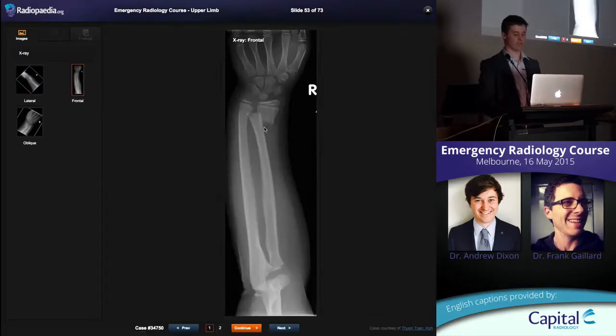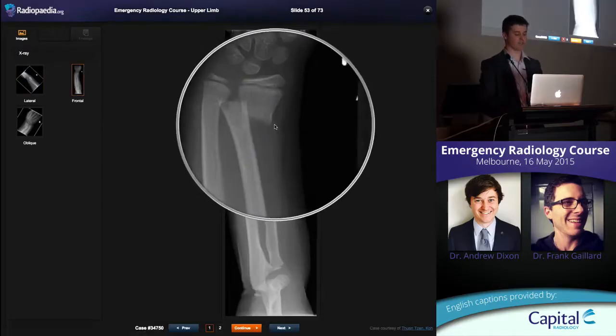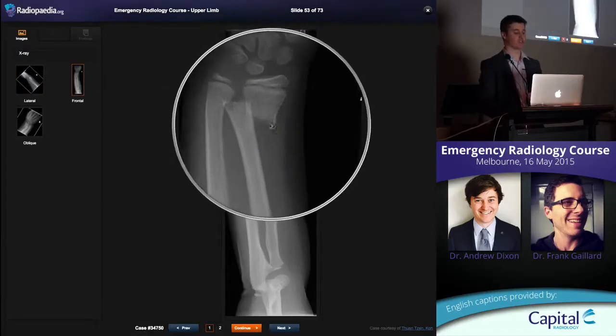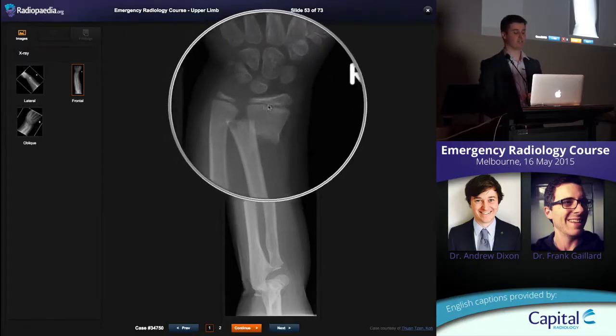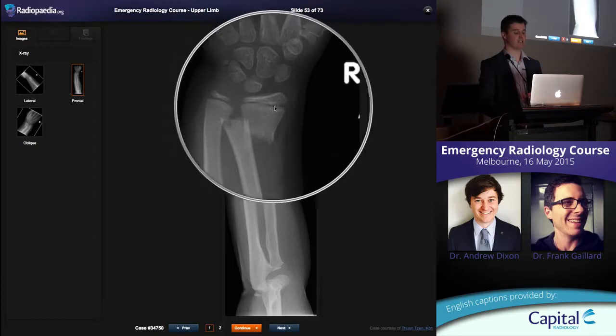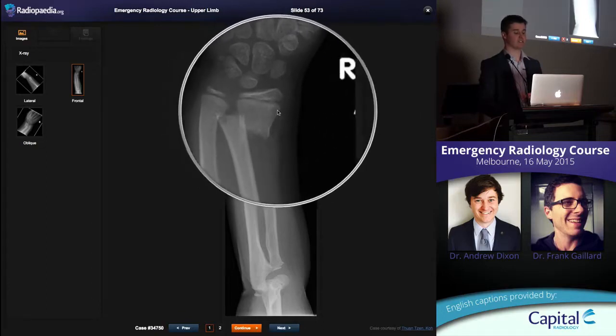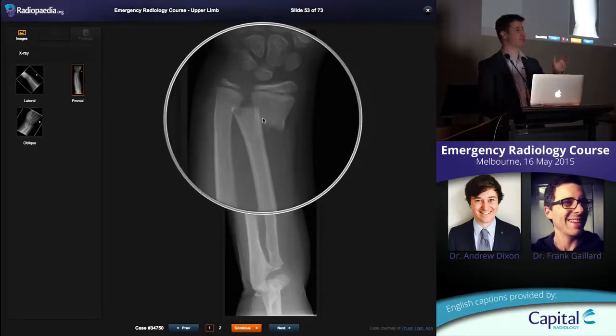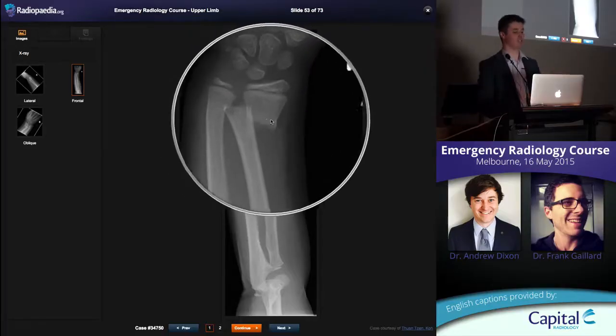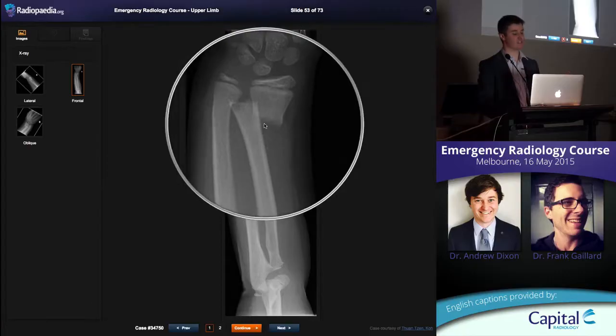So clearly we've got a transverse fracture here, so it's going straight across of the distal radius. This area here is the growth plate, the lucent area, that's cartilage. The next little bit is the metaphysis. Then it forms the diaphysis, which is the shaft of the bone. And the junction between the two you call the metadiaphysis. Okay, so this is a transverse fracture through the metadiaphysis.